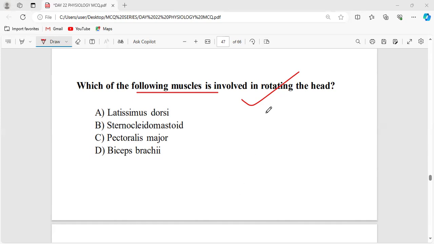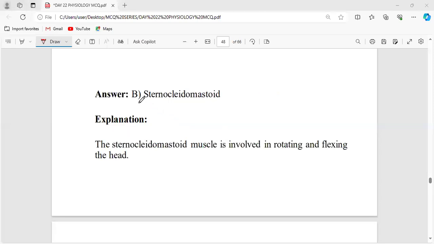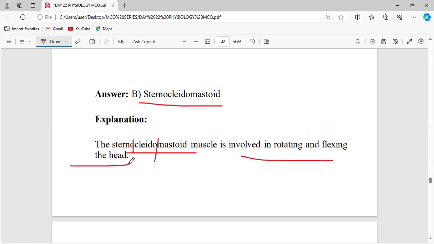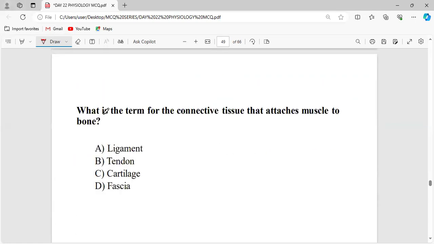The muscle which is involved in rotating the head will be sternocleidomastoid. Okay, sternocleidomastoid. Right, this is the muscle involved in rotating and flexing the head. Now, what is the term for the connective tissue that attaches muscle to the bone? The most important question.